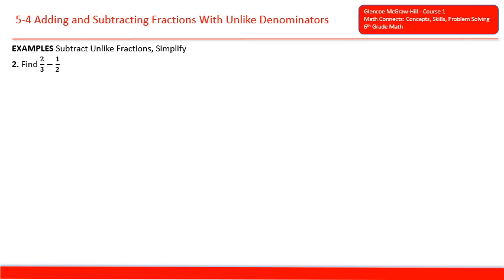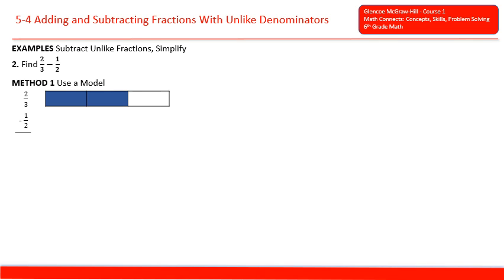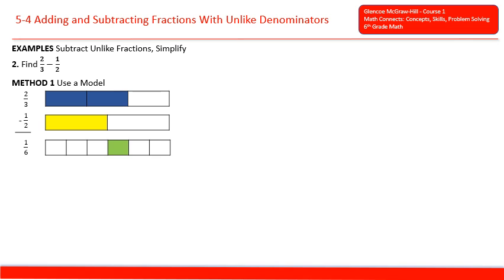Find 2/3 minus 1/2. Use a model. So 2/3 is represented by shading in 2 out of the 3 squares in this rectangle, and minus 1/2. So now we're going to have a rectangle that's divided into halves, and we get 1/6. Now, how do we know that? Because if we were to divide those each into 6, we would end up with 1/6 left over.